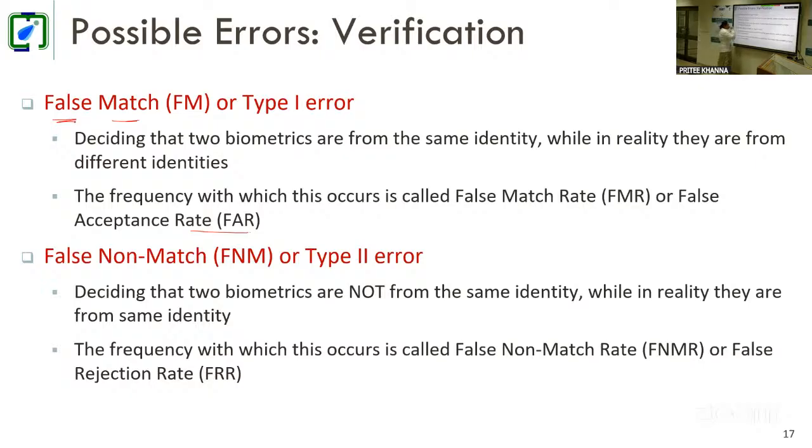Now, false non-match or type 2 error. Here we say non-match, right? My system is saying that it is a non-match, but actually it is a match. Here you can see that the system is deciding that the two values are not from the same identity while they are from the same identity. So this is a false non-match, and again, the frequency with which this happens on your test data is how you get FNMR or false reject rate, right? Because your system is saying non-match, but it is a match. So you are actually rejecting a genuine user. A genuine user is being denied.